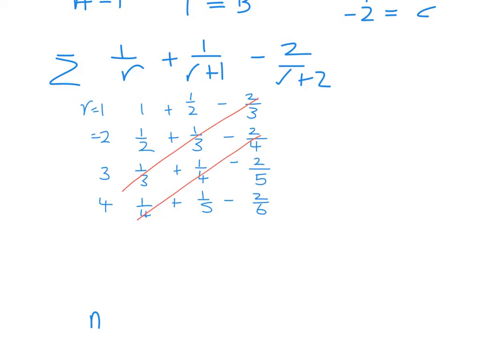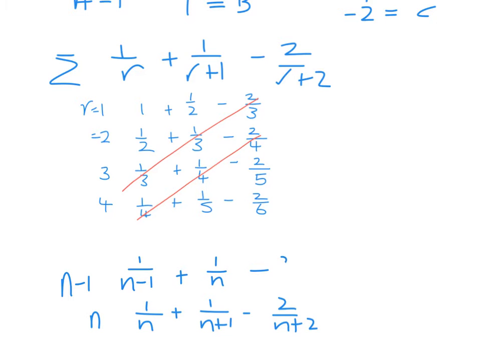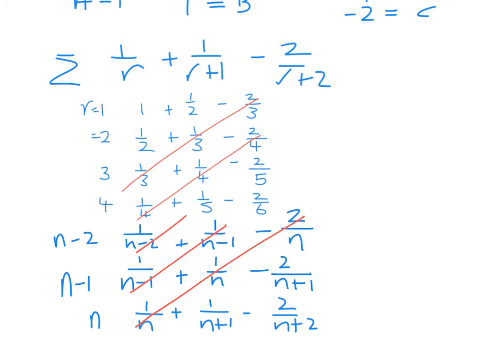So the last one would be n, which would be 1 over n plus 1 over n + 1 minus 2 over n + 2. If I look at my pattern up here, I need the previous two lines for cancelling. So the previous line is n minus 1, which gives us 1 over n minus 1, 1 over n, minus 2 over n + 1, and then n minus 2, which will give us 1 over n minus 2 plus 1 over n minus 1 minus 2 over n. So what I can see is there's a cancel, and that would have cancelled with the previous term.